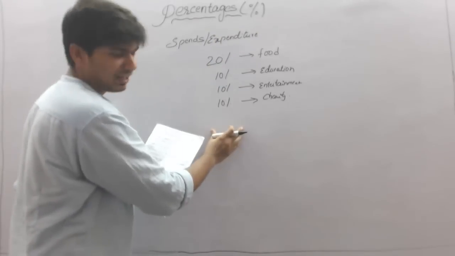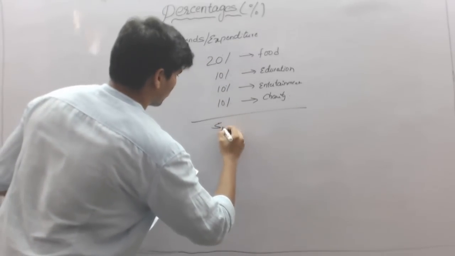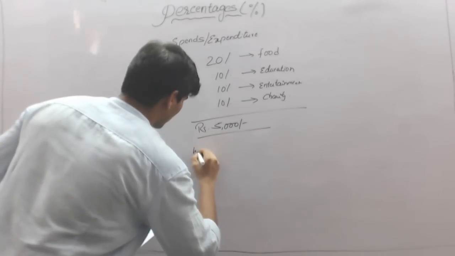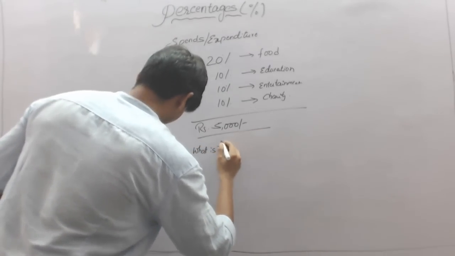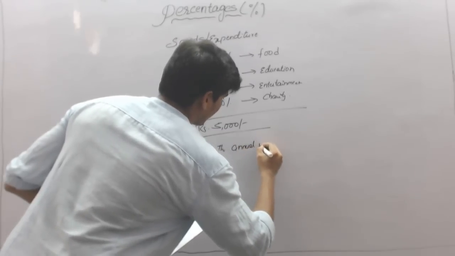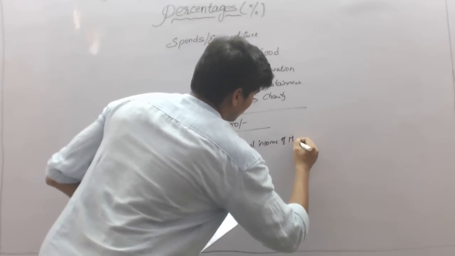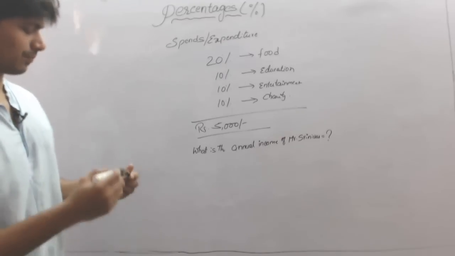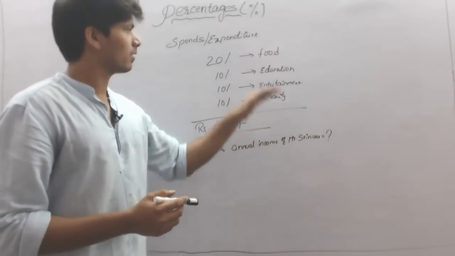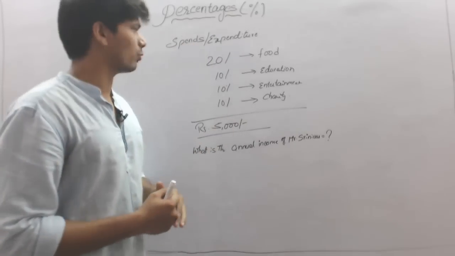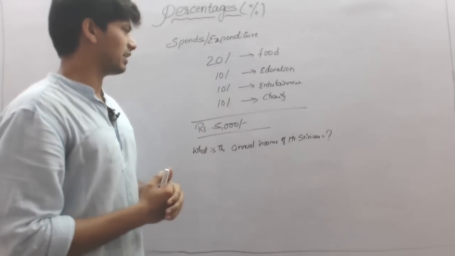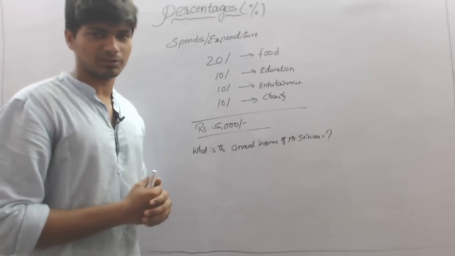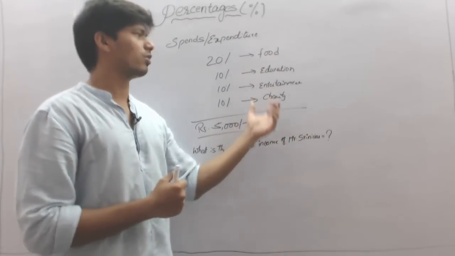Now this overall spending is equal to 5,000. Now he is asking, what is the annual income? Annual income of Mr. Srinivas. I hope you got clarity on the question. Mr. Srinivas gets some income. Out of that income, he spent 20% on food, 10% on education, 10% on entertainment, and 10% on charity. So these spendings are equal to 5,000 rupees. Now what is his annual income? How are you going to solve this problem?